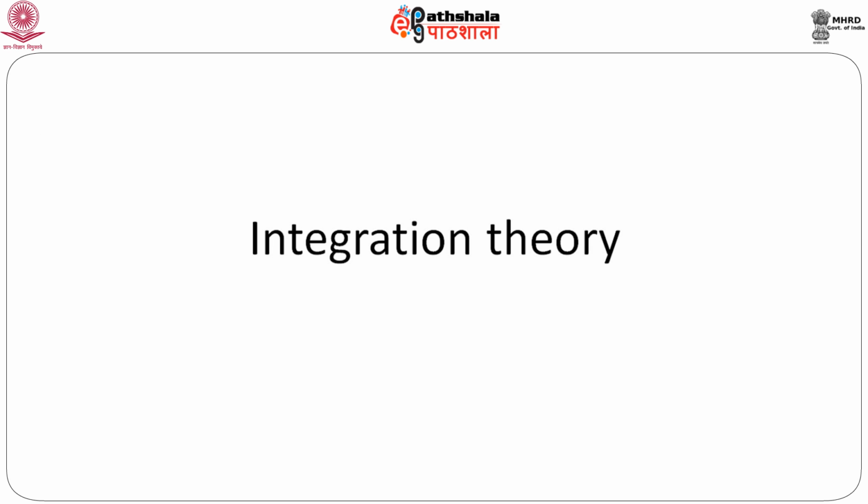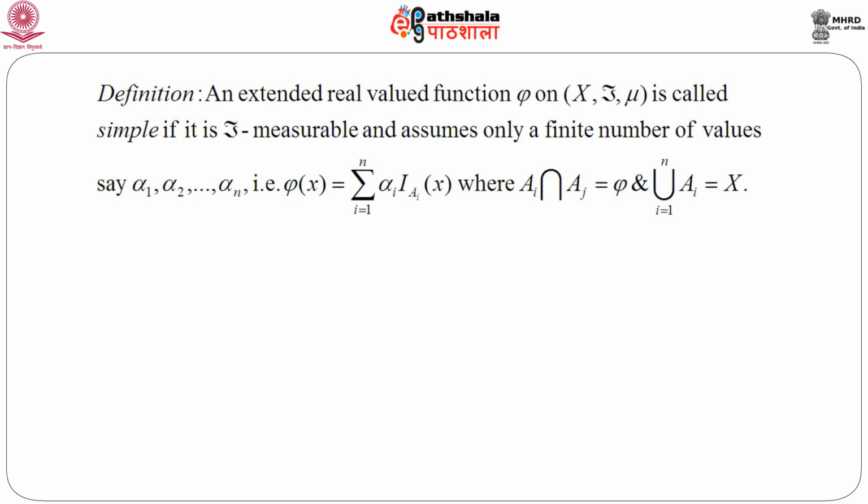Integration theory. Let us recap the definition of a simple function, which is an extended real valued function phi on the measure space (X, script F, mu), where mu is the measure defined on X in script F. It is called simple if it is measurable and assumes only a finite number of values, say alpha 1, alpha 2, ..., alpha n, that is phi(x) = sum of alpha_i times the indicator of A_i(x), where A_i intersection A_j equals the null set. That means the A_i are disjoint sets, and X can be written as the disjoint union of the sets A_i.